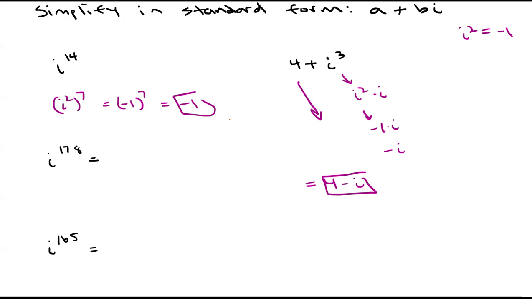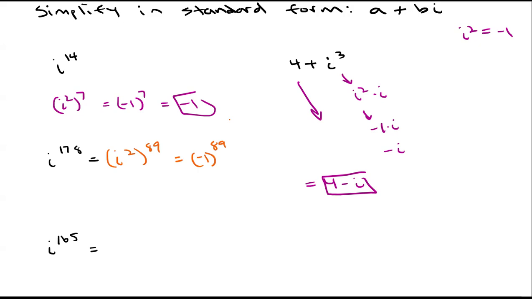Okay, so notice on the previous problem, I had i squared raised to the 7th power, right? So I know that i squared is -1. So if I divide 178 by 2, I'm going to get 89, right? So 89 times 2 is 178. So if I rewrite this as i squared raised to the 89th power, okay? Because 2 times 89 is 178. And then I know that i squared is what? It's -1. So -1 raised to the 89th power. Well, again, you can multiply -1 89 times if you like, but that's going to take some time.